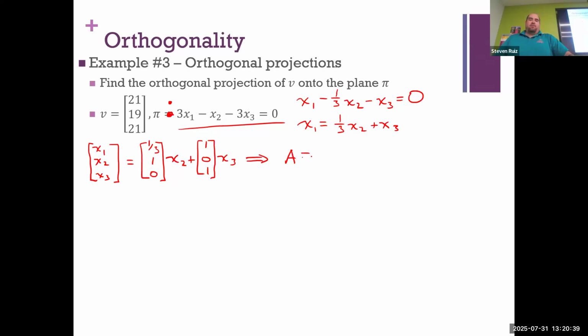So from there, can I build a new matrix A? What's it going to look like? 1/3, 1. Right. Basically stitch those two column vectors together to make this 3x2 matrix. And then we care about what B is as well, but that was given to us: 21, 19, 21.